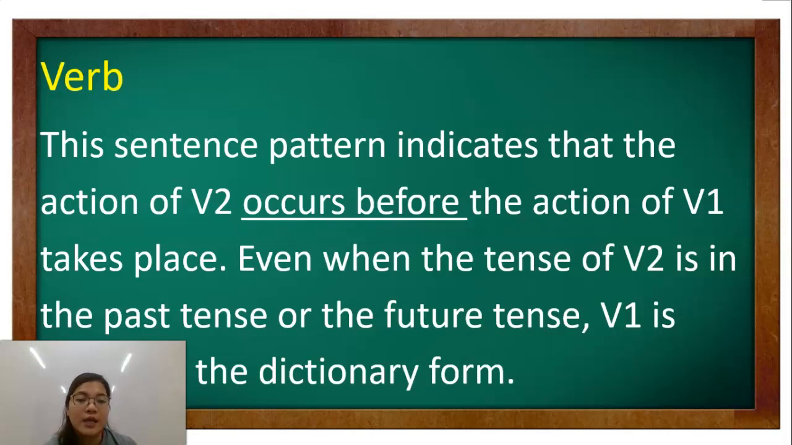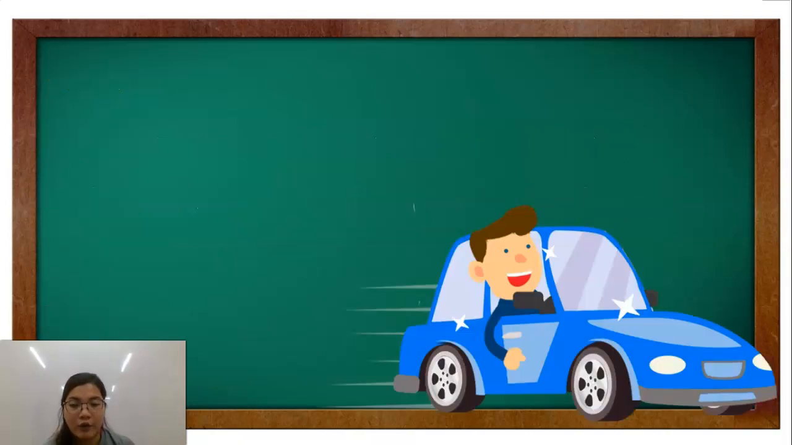So, even when the tense of verb 2 is in the past tense or the future tense, verb 1 is always in the dictionary form. So, when you're using the sentence pattern, verb 1 is always in the dictionary form, either the verb 2 is in the past tense or in the future tense. Okay? So, kahit anong tense ng verb 2 natin, verb 1 is always in the dictionary form. Just like the example here.